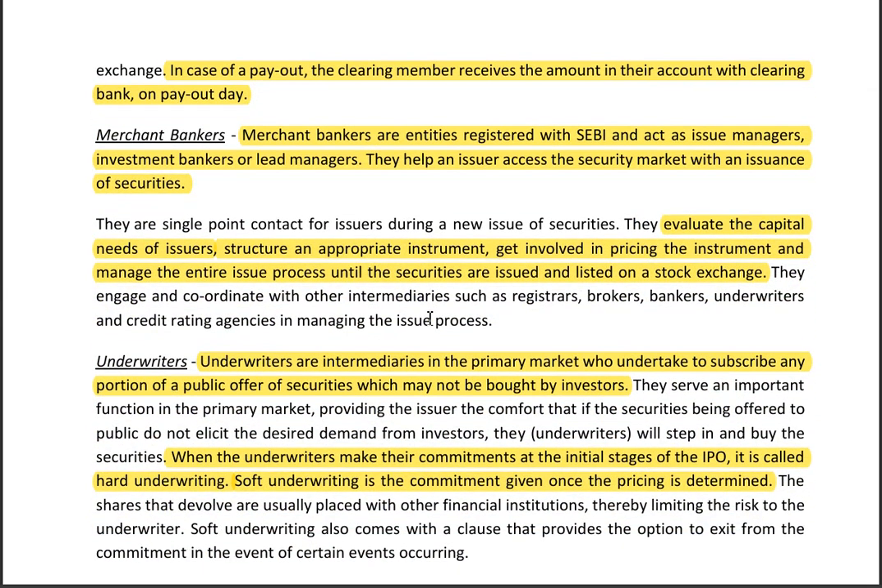Merchant bankers are entities registered with SEBI that act as issue managers, investment managers, and lead managers. They help an issuer access the securities market with the issuance of securities. Underwriters are intermediaries in the primary market who undertake to subscribe to any portion of a public offer.